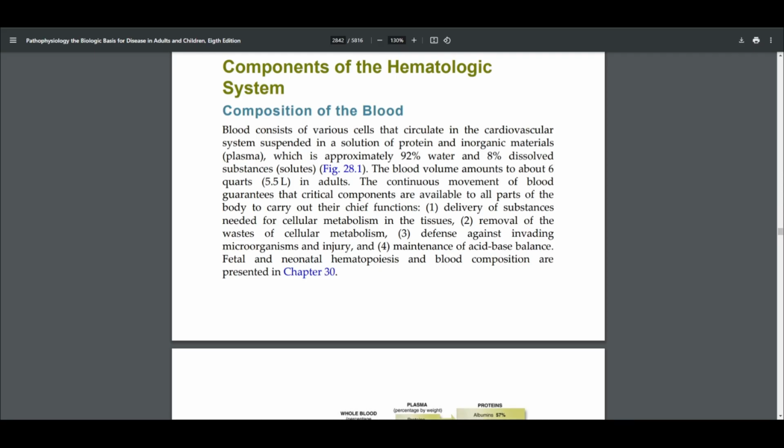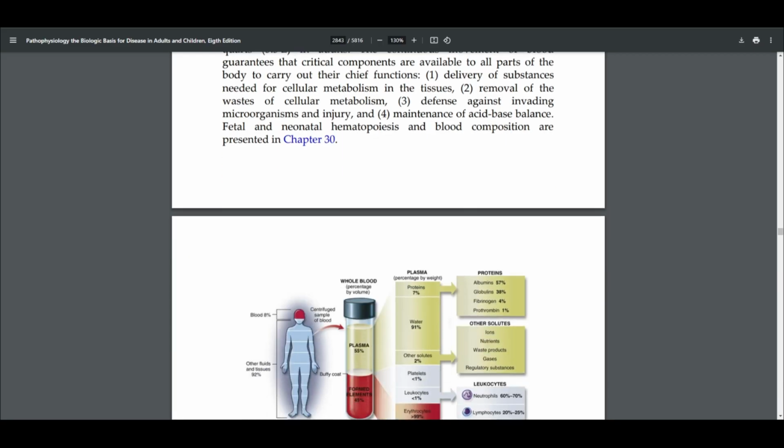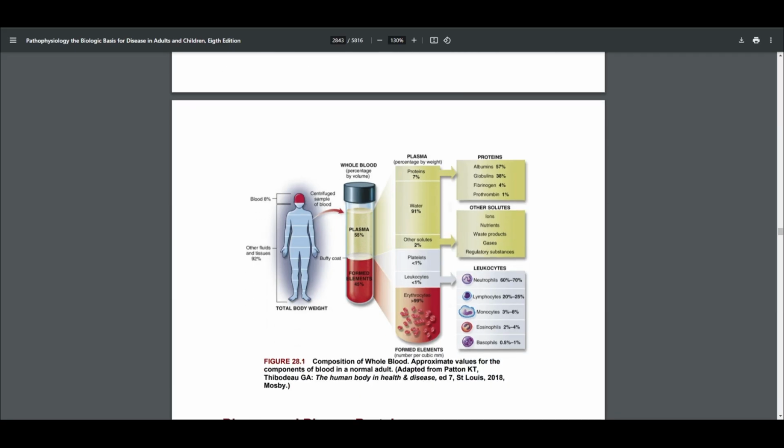The continuous movement of blood guarantees that critical components are available to all parts of the body to carry out their chief function: delivery of substances needed for cellular metabolism in the tissues, removal of the waste of cellular metabolism, defense against invading microorganisms and injury, and maintenance of acid-base balance. Fetal and neonatal hematopoiesis and blood composition are going to be discussed in Chapter 30. So, don't you worry, I'll cover that chapter as well.